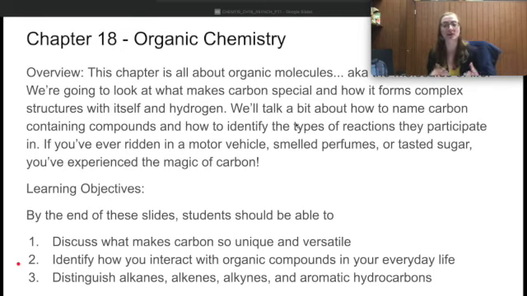So if you've ever ridden in a motor vehicle, smelled perfumes, or tasted sugar, you've experienced the magic of carbon and organic molecules. So let's get into it.